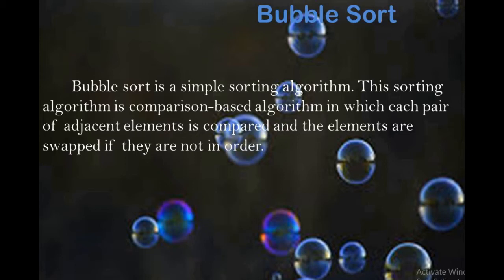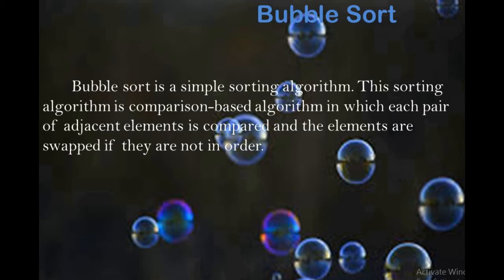It is known as bubble sort because with every complete iteration, the largest element in the given array bubbles up towards the last place or the highest index, just like a water bubble rises up to the water surface.